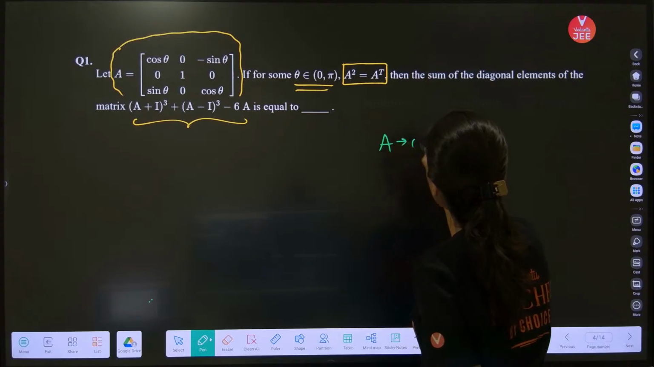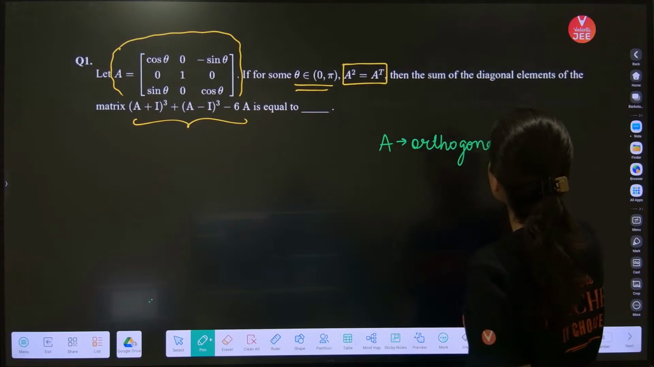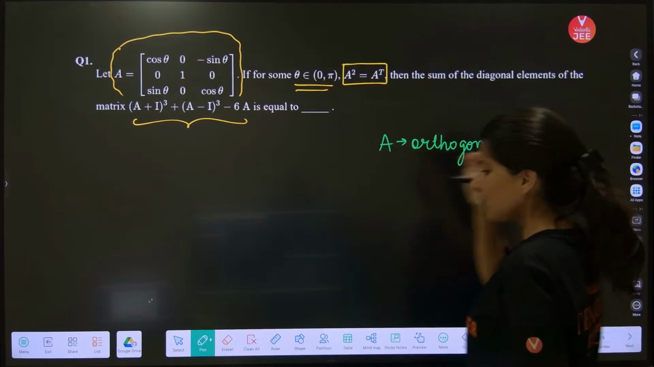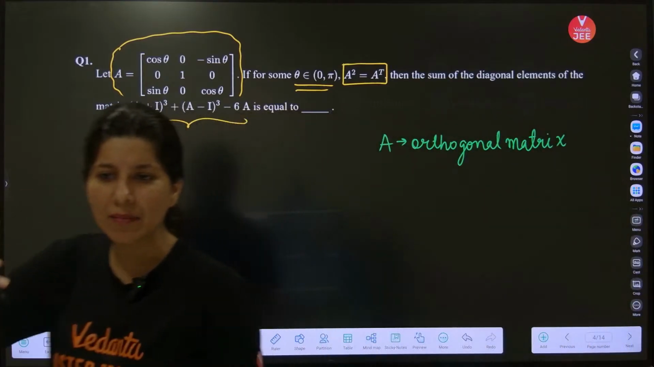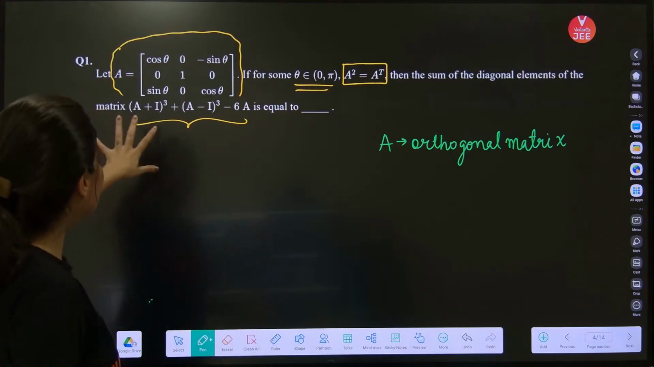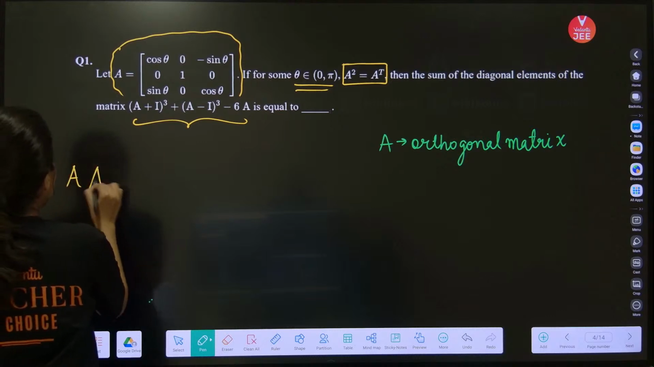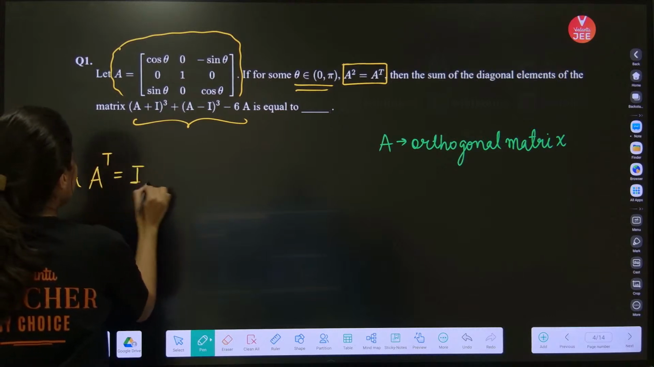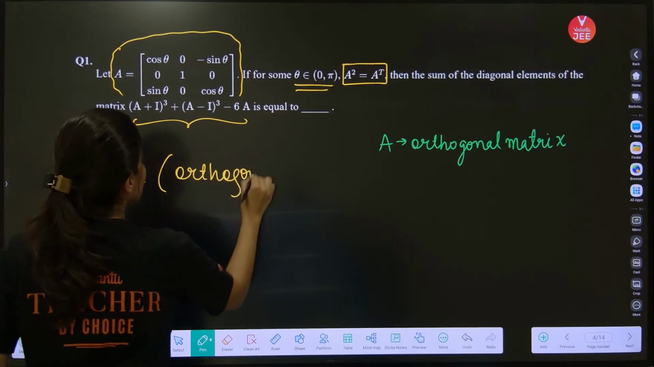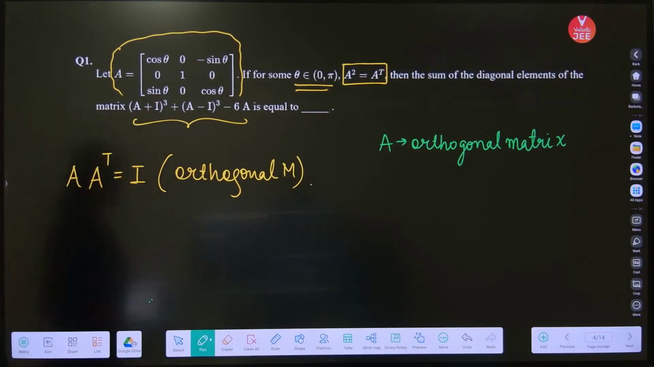This particular matrix A is going to be an orthogonal matrix. Even if you do not know the name, you might be thinking, what is an orthogonal matrix? But if you observe this matrix, you will realize that if you multiply A and A transpose, you will get the identity matrix. This is the condition of an orthogonal matrix.